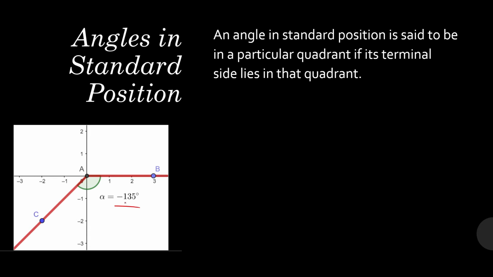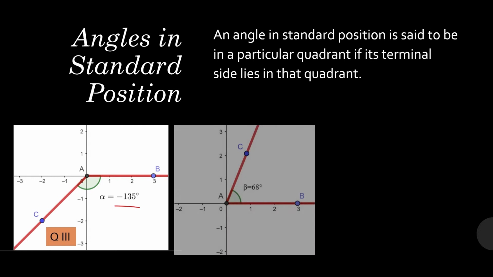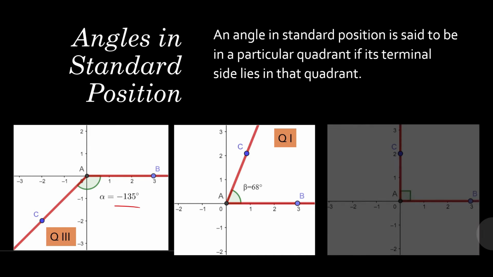Negative 135 degrees, the terminal side will fall in the third quadrant. So this is a quadrant 3 angle. How about when an angle has a degree measure of 68 degrees? Well, obviously, it is going to be a first quadrant angle.